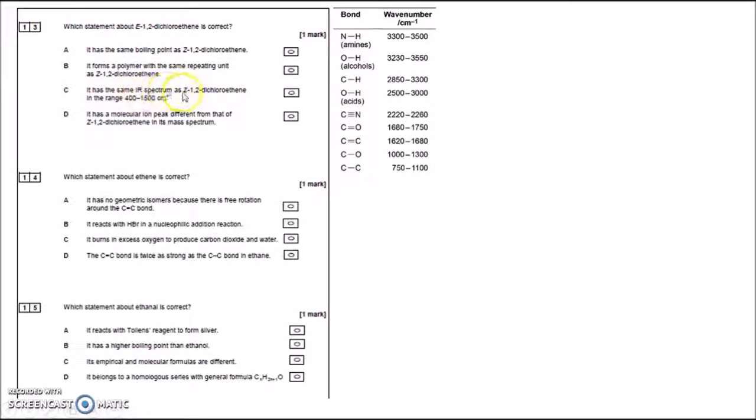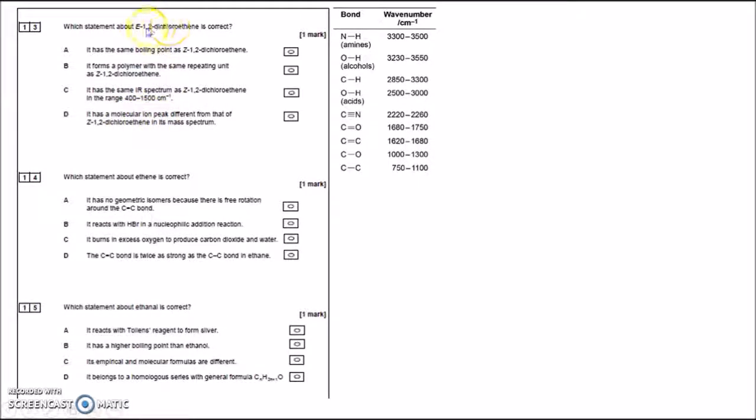It has the same infrared spectrum as Z-1,2-dichloroethene in the range 400 to 1500 centimeters to the minus one. Well, we haven't got anything in that range anyway. A carbon-to-carbon double bond is 1620 to 1680, so that range is wrong for a start. It has a molecular ion peak different from that of Z. Well, what happens in molecular ions is that these molecules lose an electron, and when they lose an electron, they get a positive charge, and the positive charge is called a molecular ion, and you can measure the relative formula mass of that ion.